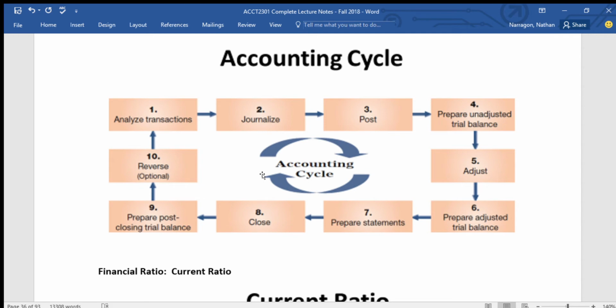So there's the accounting cycle. Again, this is completely the way that we work, and we're going to basically get through these as the process goes on and on during the semester, during the class.